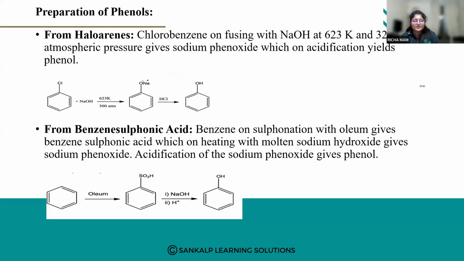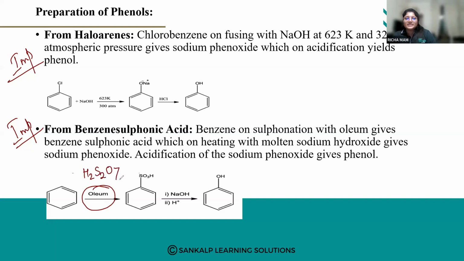Then the next is from benzene sulfonic acid. Very, very important, mark this as important. Both of these are very important. Benzene, first we are sulfonating it by using oleum. They'll ask you the formula of oleum. It is H2S2O7. So first we sulfonate the benzene with oleum to form benzene sulfonic acid.